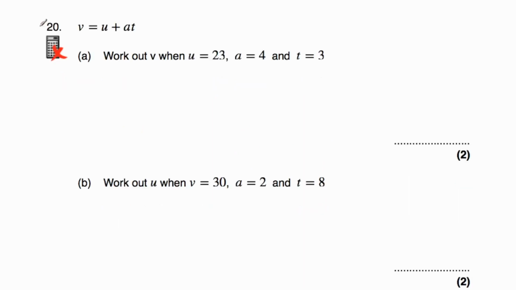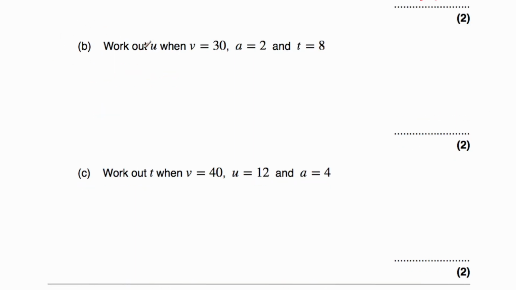Question number 20. So question number 20 says v is equal to u plus at, and we've been asked to work out the value for v whenever u is equal to 23, a is equal to 4, and t is equal to 3. So remember at means a times t. So to work out v, we're going to take our u, which is equal to 23, and then we're going to add a times t. Well, that's going to be 4 times 3, and 4 times 3 is equal to 12. So we've got v is equal to 23 plus 12 is equal to 35. So v is equal to 35.